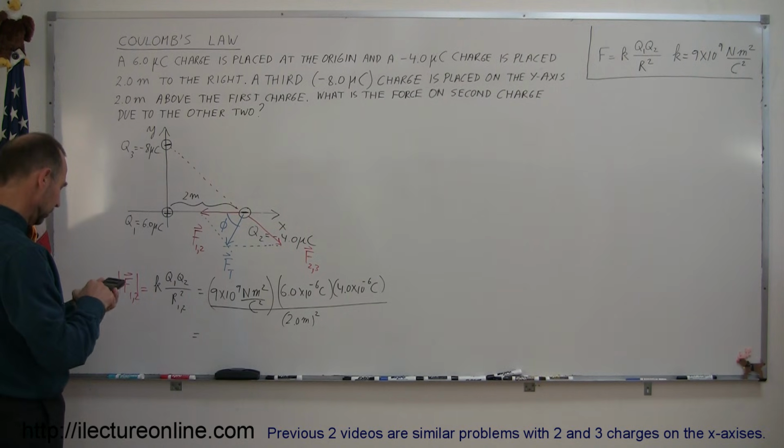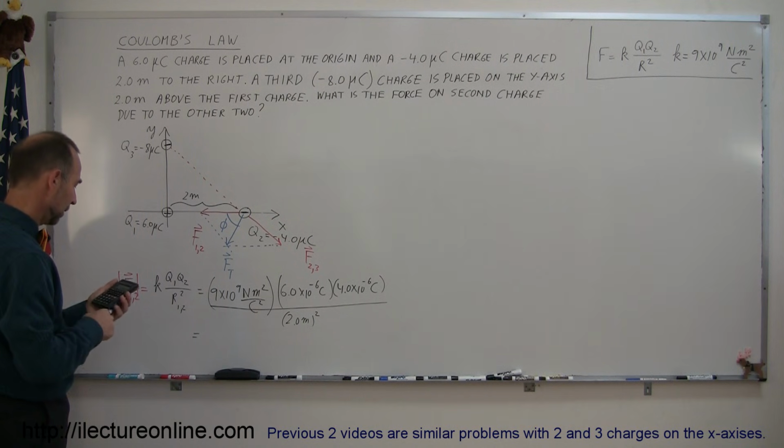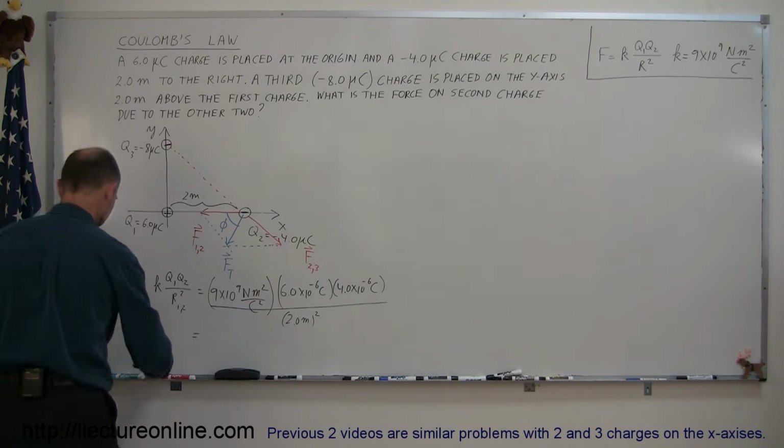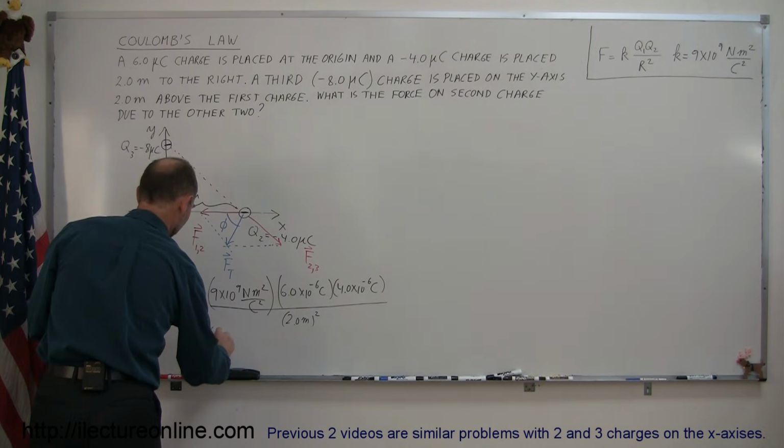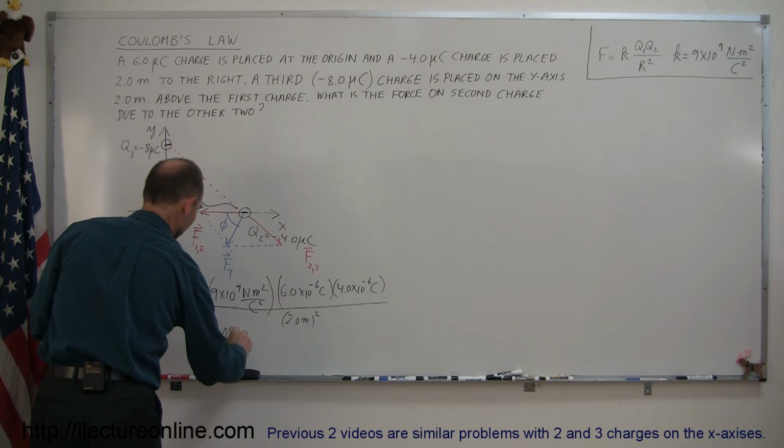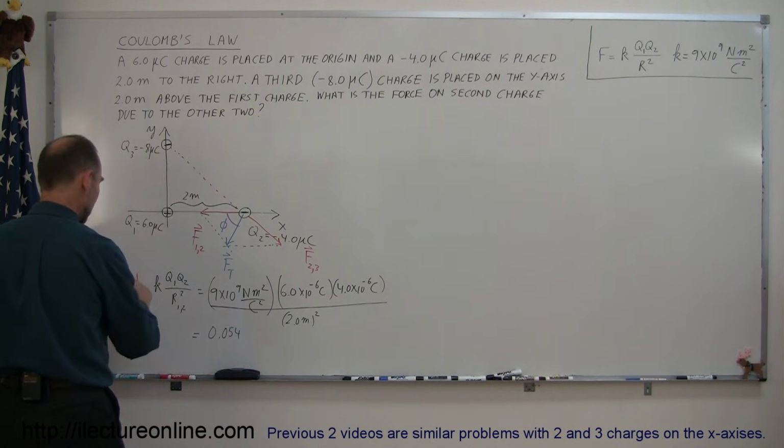So plug in the numbers. It's 9e to the 9th times 6e to the minus 6 times 4e to the minus 6 equals. And then we divide that by 2 squared, so that's 4. And the answer then becomes 0.054, and that would be newtons.